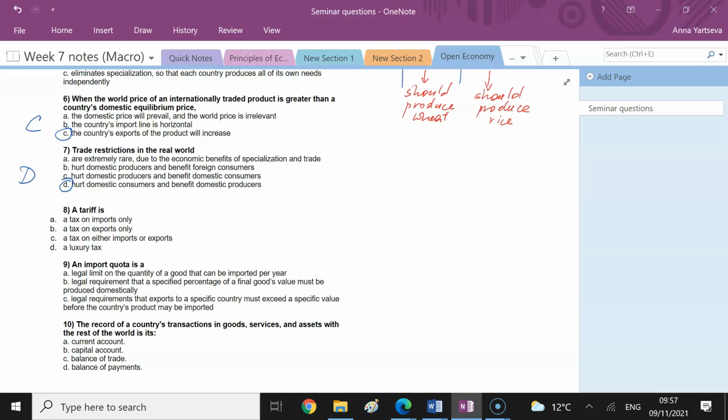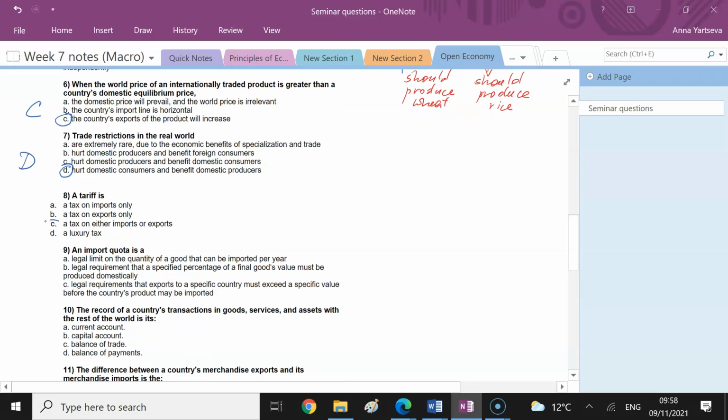Tariff. A tariff can be imposed on both exports or imports. It's just an additional tax. You can impose it on both sides, both exports and imports.